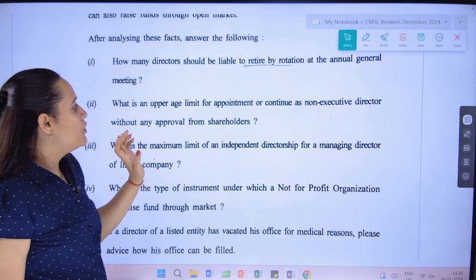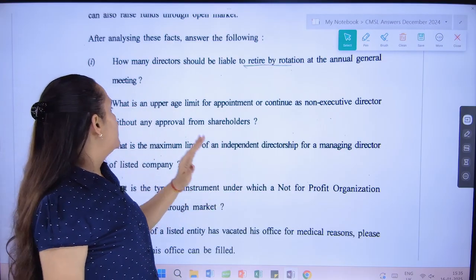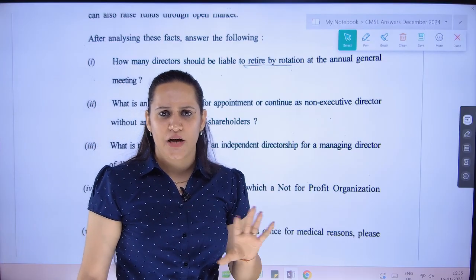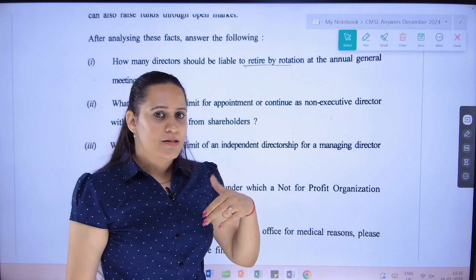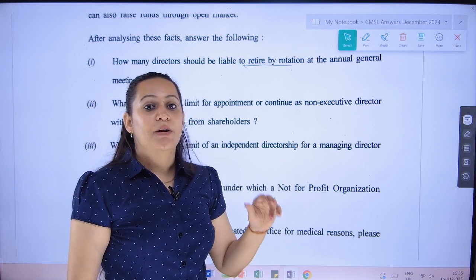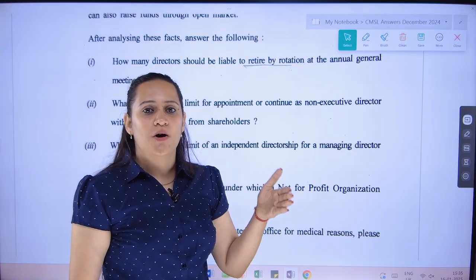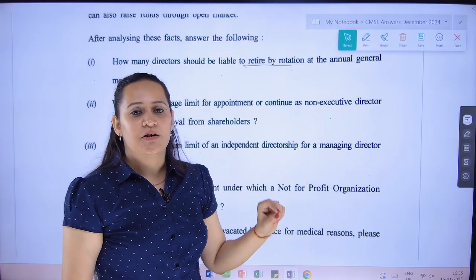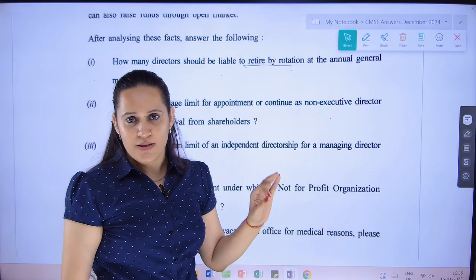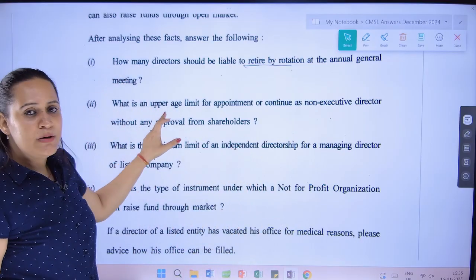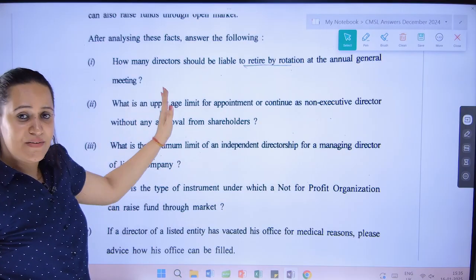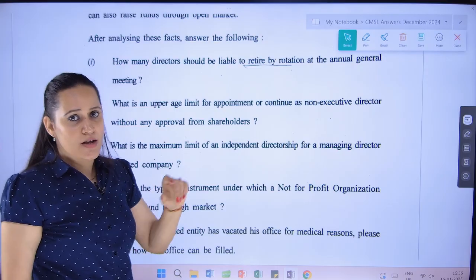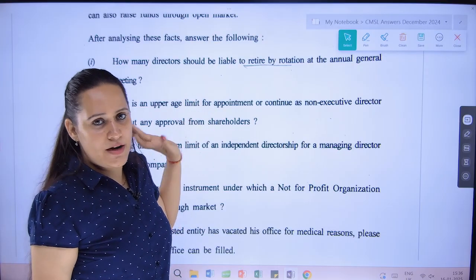What is the upper age limit for appointment to continue as a non-executive director without the approval of shareholders? It is 75. Up to 75, we don't need the shareholders' approval for continuation. The non-executive director can continue, but even after 75 years of age, if you want that director to continue as a non-executive director, we need a separate approval. Special resolution is required to be passed at the shareholders' meeting. So, that the age limit will become 75. Till 75, you don't require approval. Here in this case, his age was 65. So, again, here you don't require an approval.